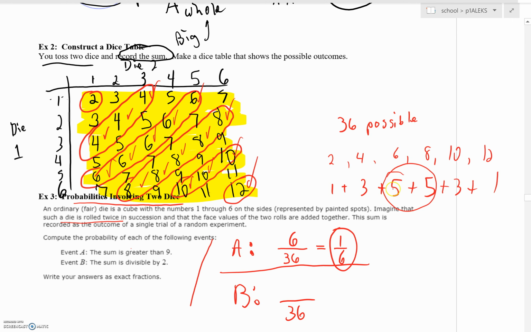Well, 5 and 5 is 10. 3 and 3 is 6. So you'd have 10 plus 6, and 1 and 1 is 2, so you'd get 16 plus 2. You have 18. How about that? Half of those numbers are even. It's probably what you would have guessed. When you simplify, when you divide the top and the bottom by 18, you will get 1/2.